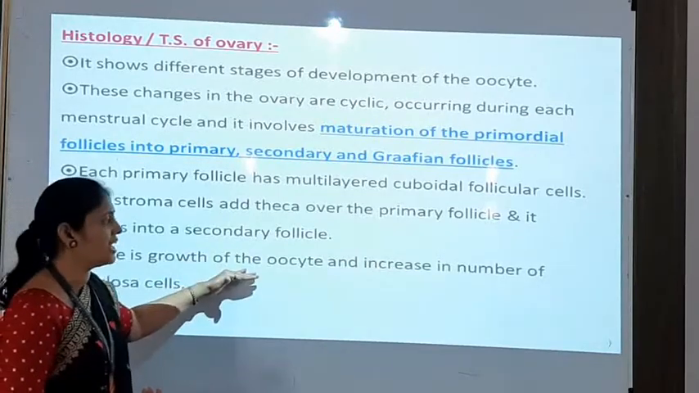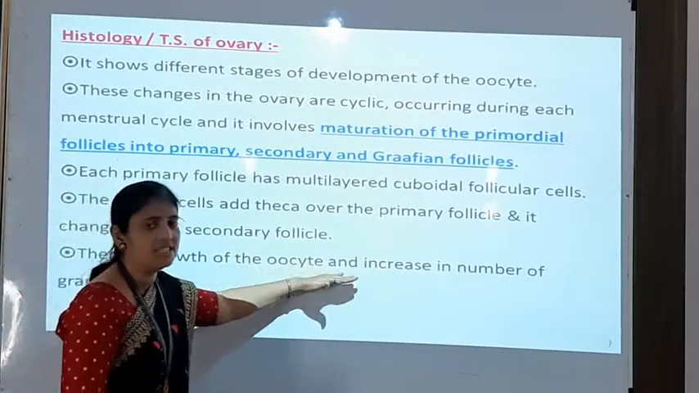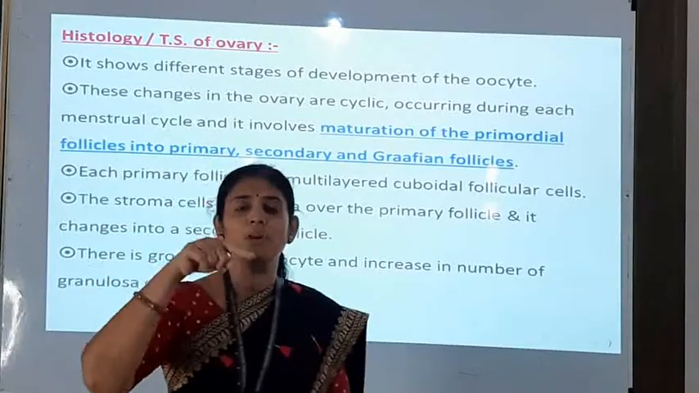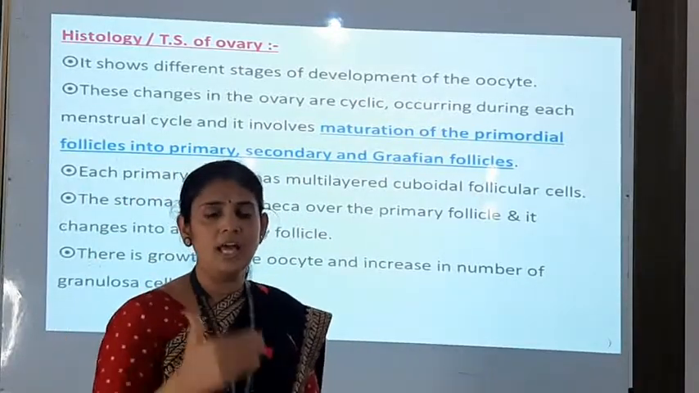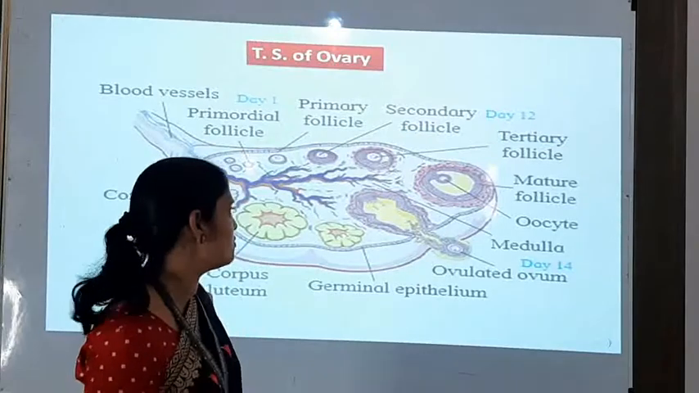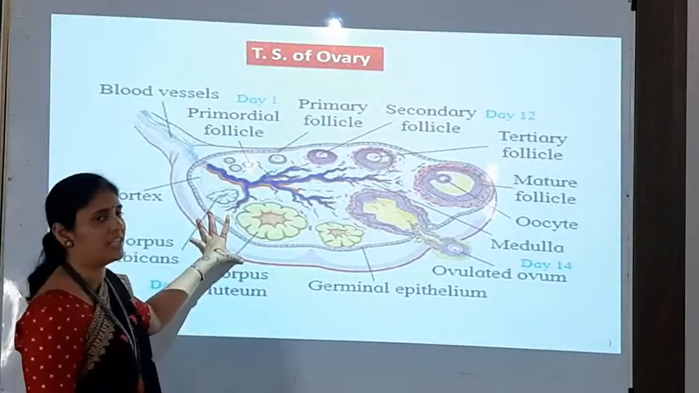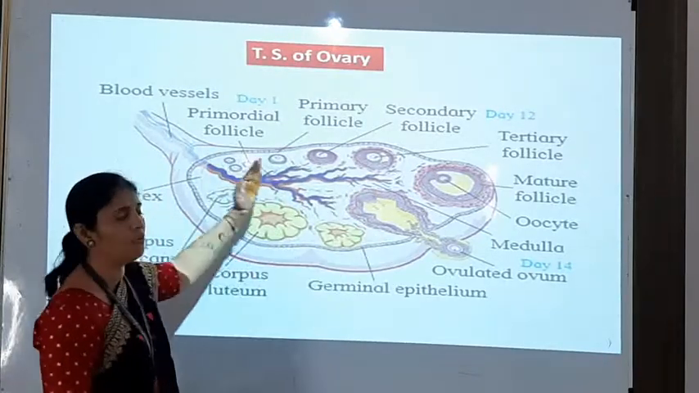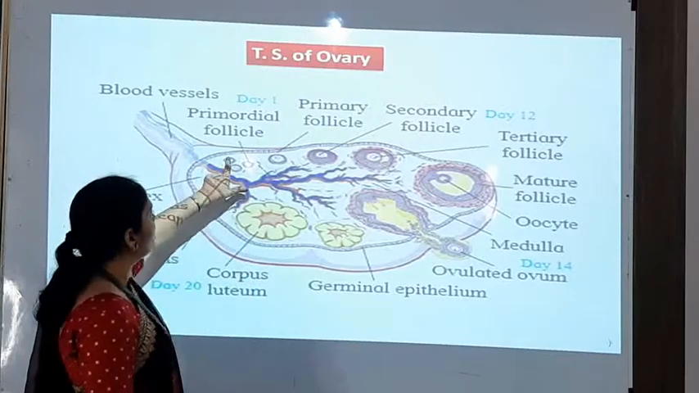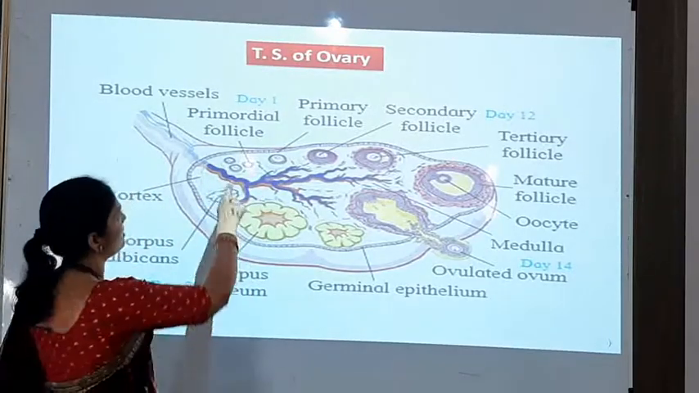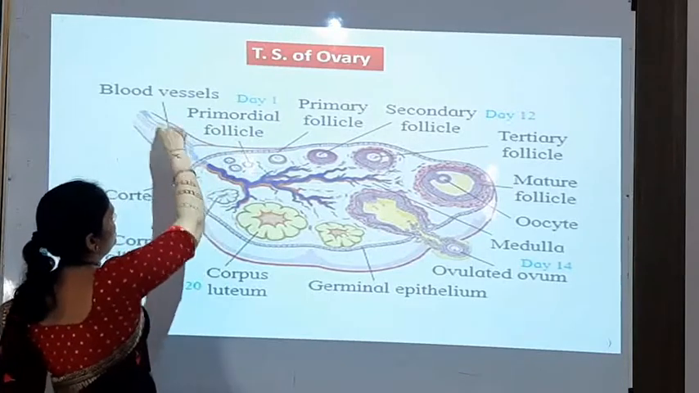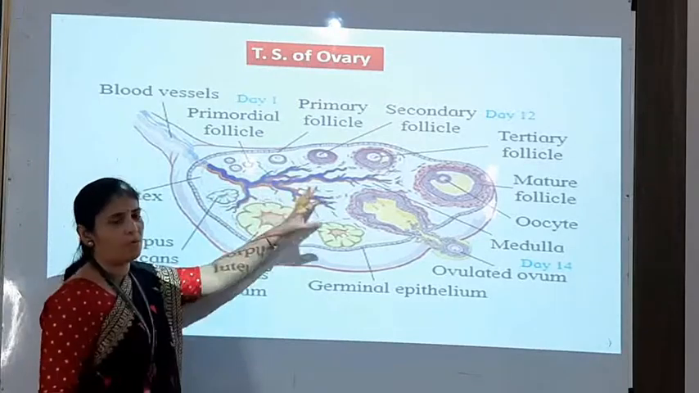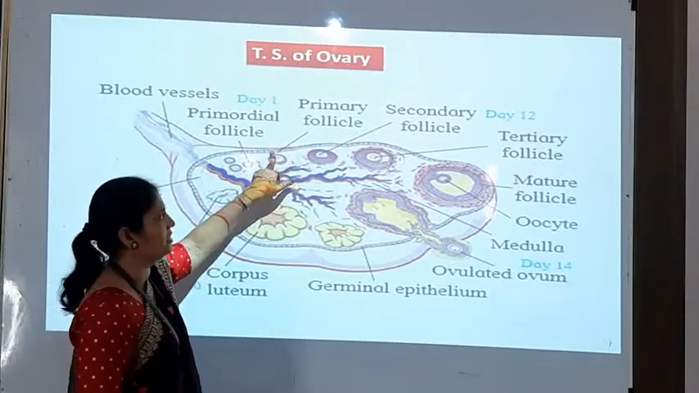Then the oocyte grows, and there is an increase in the number of granulosa cells around the secondary follicle. There are different developmental changes as we observe in the TS of ovary in the diagrammatic representation. This is the TS of ovary shown diagrammatically. These are the primordial follicles. As you see here, this is a primordial follicle, this is a blood vessel, and some primordial follicles are converted into primary follicles.